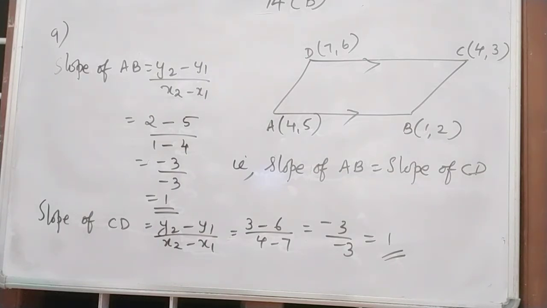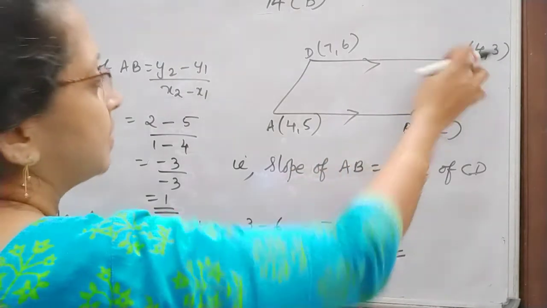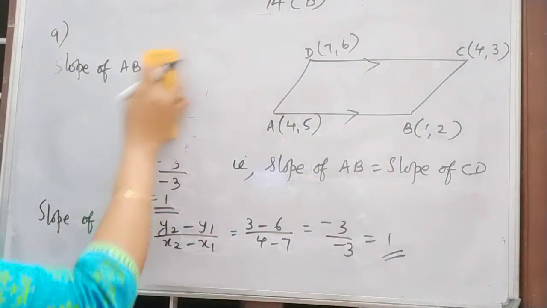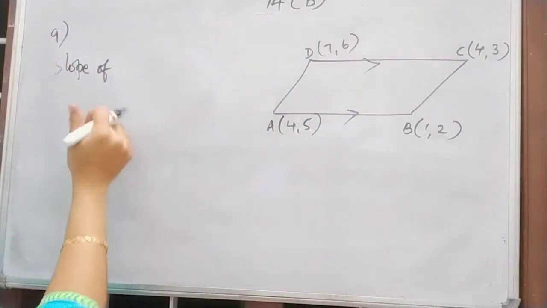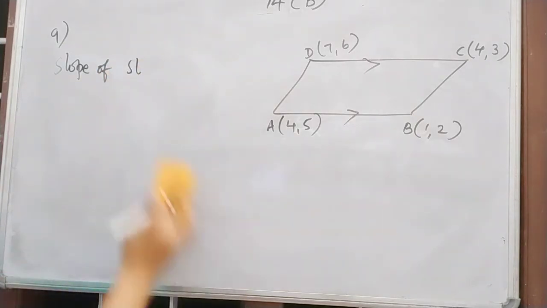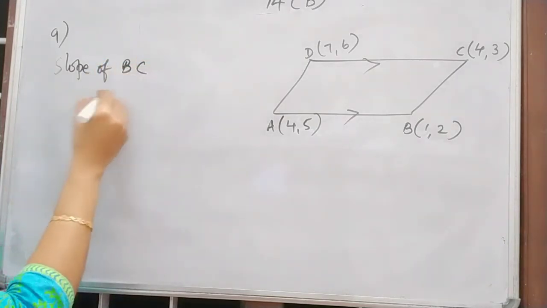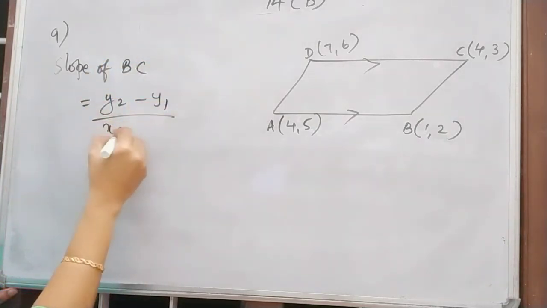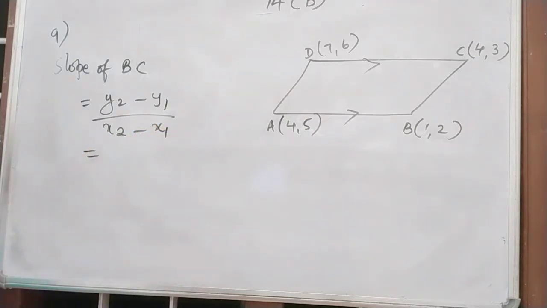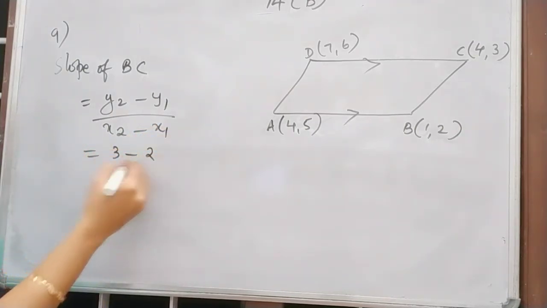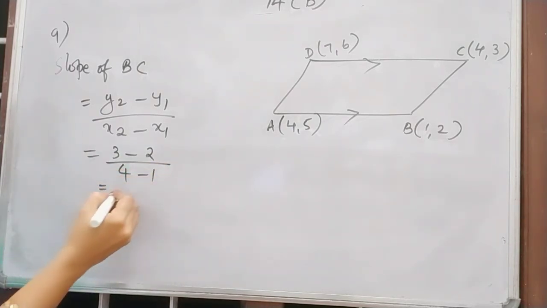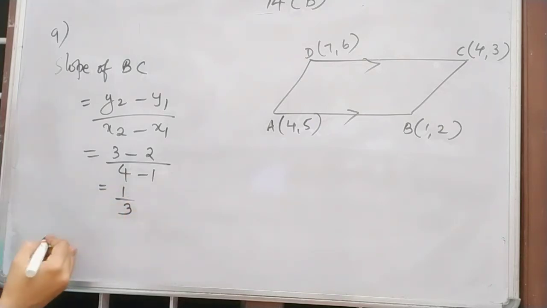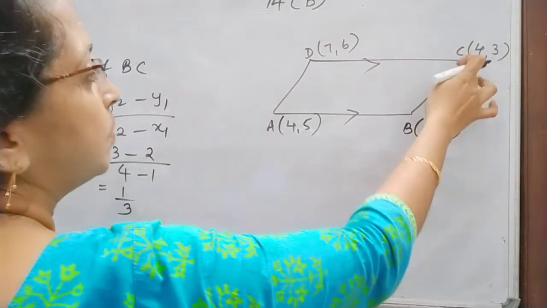Similarly, we can find BC. The slope of BC is equal to y2 minus y1 divided by x2 minus x1, which is 3 minus 2 divided by 4 minus 1, that is 1 divided by 3. So we got the slope of BC.